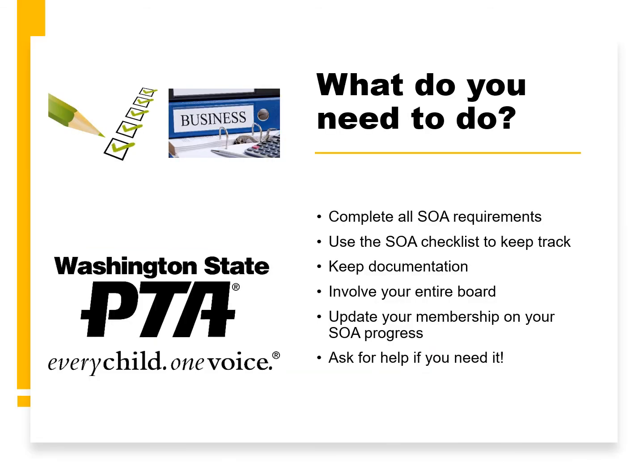What do you need to do to take care of all your Standards of Affiliation agreement requirements? These requirements can be tracked using the provided checklist. Put a copy of your checklist in your legal documents notebook. Keep other documentation that shows that you fulfilled the requirements as well. Suggestions for documentation are given in Washington State PTA Policy 3.1.5. You can find our policy on the website under Governance.